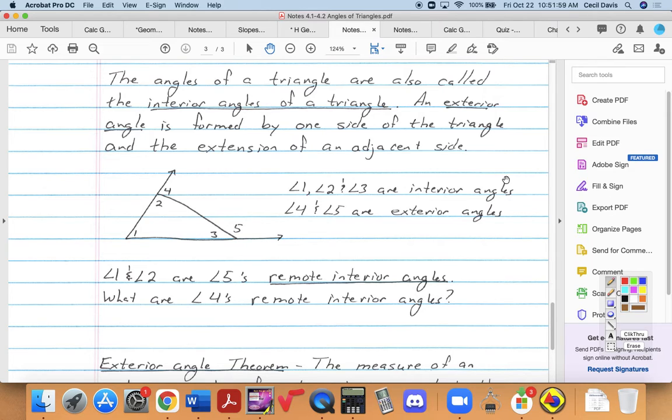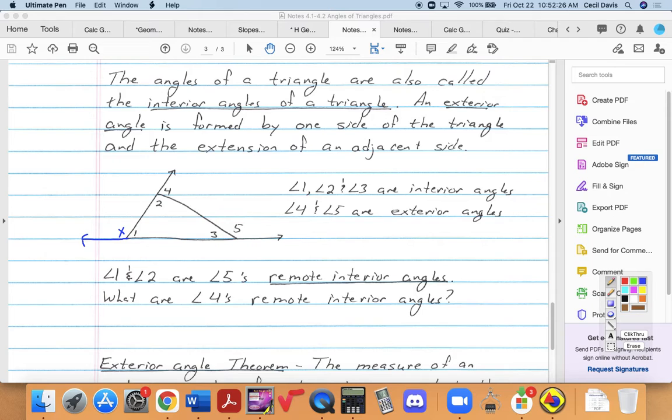Now the angles of a triangle are also called the interior angles of a triangle because they're inside the triangle. Make sense? That's pretty simple. Okay. So we can also talk about an exterior angle for a triangle. All you have to do to make an exterior angle is take one of the sides of the triangle and make it longer.